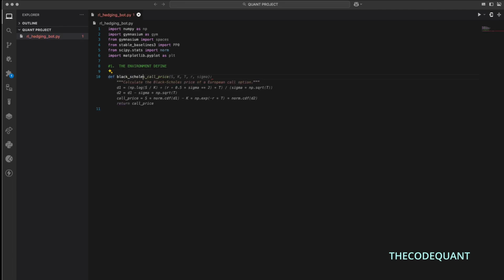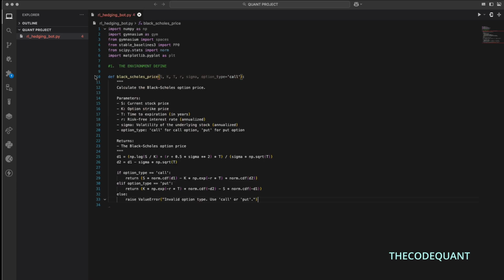We need to know what the perfect mathematical answer looks like. That's what this function, black_scholes_price, is doing. It takes the stock price, strike price, time to maturity, risk-free rate, and volatility. It calculates d1 and d2, which are probability factors, and returns the fair price of the option.